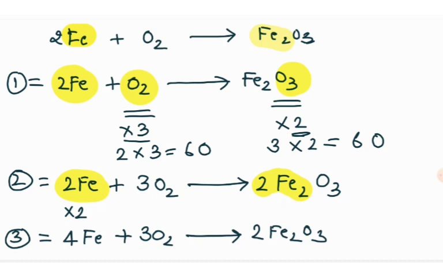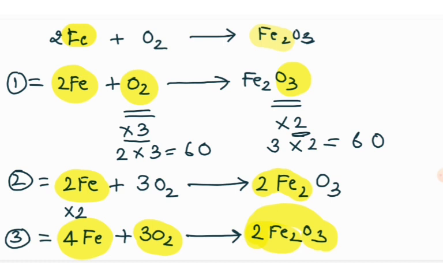Check everything. Iron, you check: here these are 4 iron, here 2 into 2 we have got 4 irons. Similarly you check oxygen: here we have 3 multiplied by 2, 6 oxygen. Here also we have 3 multiplied by this 2, so we have got 6 oxygen atoms. So this final equation is now balanced, and this is how we can balance the equation.